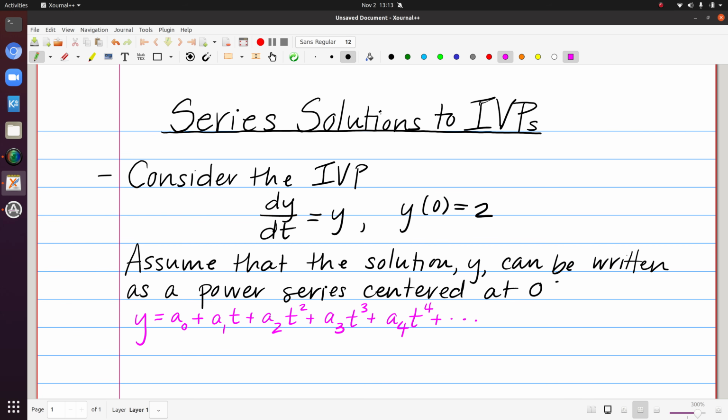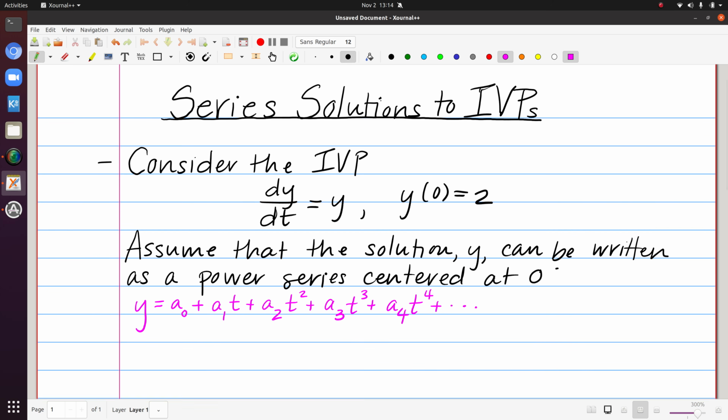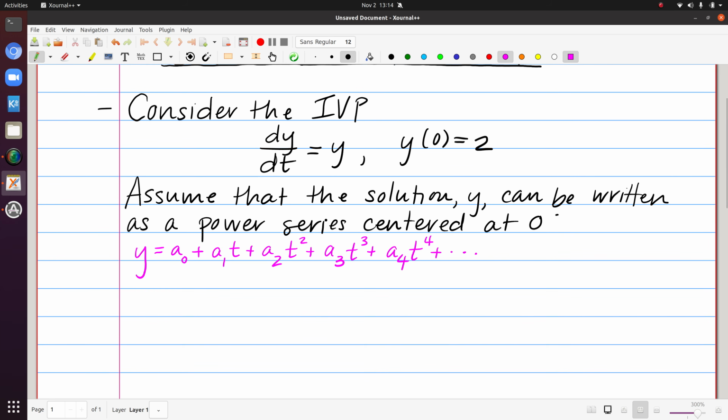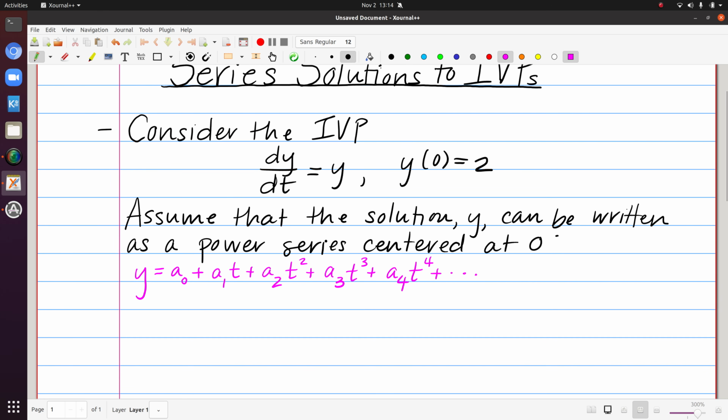So I'm going to assume that a solution to this initial value problem can be written as a power series, and in particular, one centered at 0. We'll come back to why we center it at 0, but we'll see a connection with the initial condition. So for now, let's assume the solution has these unknown coefficients, a sub k. So I've got y equals a sub 0 plus a sub 1 t plus a sub 2 t squared, etc. And there are a few things I want to do with this. One of the things we're going to do is rewrite the differential equation in terms of this power series representation.